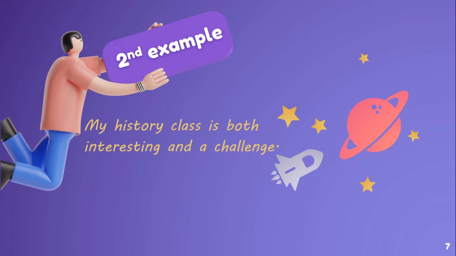Let us now proceed with the second example. My history class is both interesting and a challenge. Interesting is an adjective. On the other hand, a challenge is a noun. Therefore, you have to change the phrase a challenge into challenging to make it parallel. Our sentence now is, my history class is both interesting and challenging.